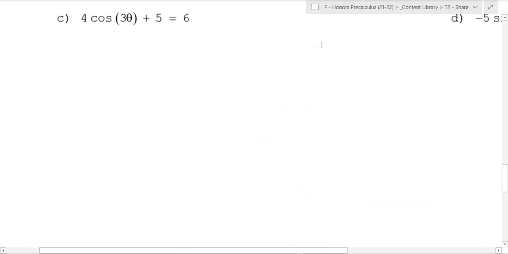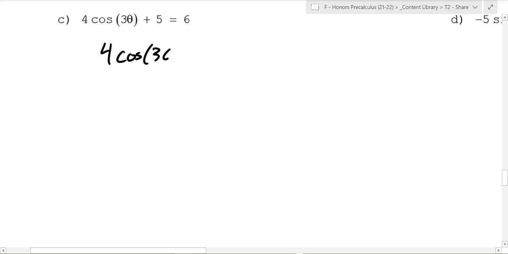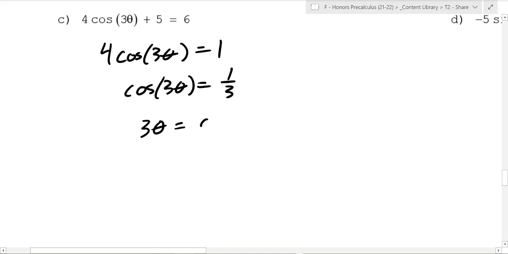So this adds just a little bit more difficulty. On this one, when we're isolating theta, you first subtract 5, so you get 4 cosine of 3 theta equals 1. We subtracted 5, so we get cosine of 3 theta is equal to 1/3. So what this means is that 3 theta is equal to the cosine inverse of 1/3. And that's not a trig value that's nicely on the unit circle.